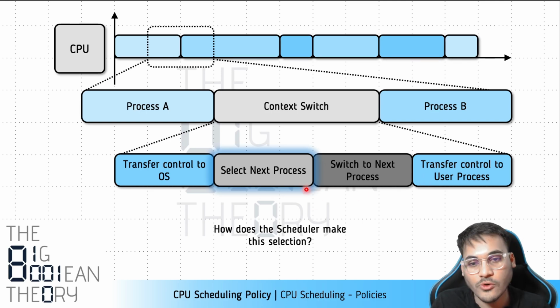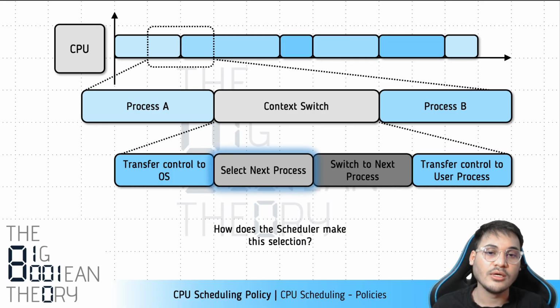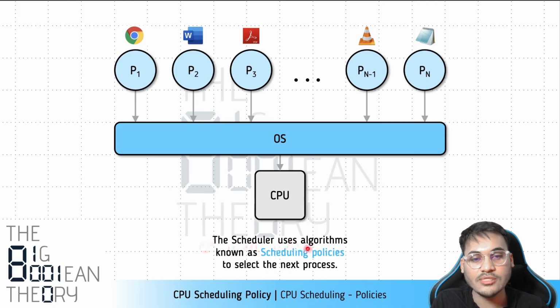So let's now focus on how this choice is made by the scheduler. As I said, the scheduler uses different algorithms, known as scheduling policies, to select the next process. If you see this diagram, we have a single CPU and there are multiple processes which are ready to run on the CPU. Now the operating system, basically the scheduler inside the operating system, will use some kind of algorithm to select a process from these processes.